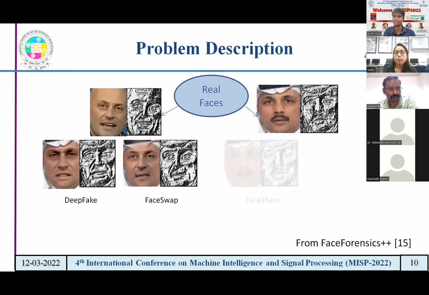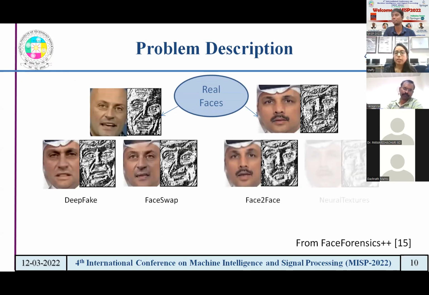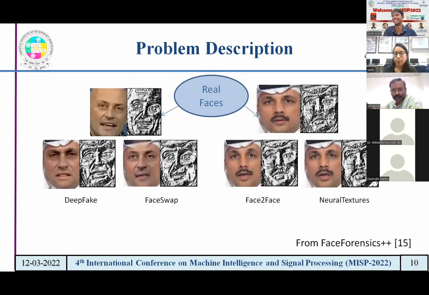But in case of lip-synced video, these are the lip-synced versions of the second person. In case of lip syncs, only lip movements are manipulated. So the texture inconsistencies are subtle, but our model is able to capture them through texture. Our model is able to capture lip-sync deepfakes also.